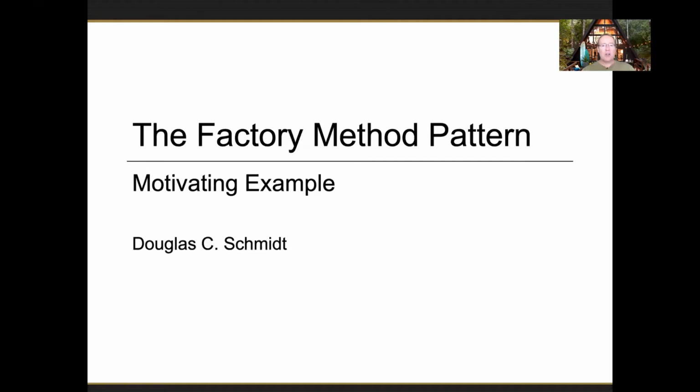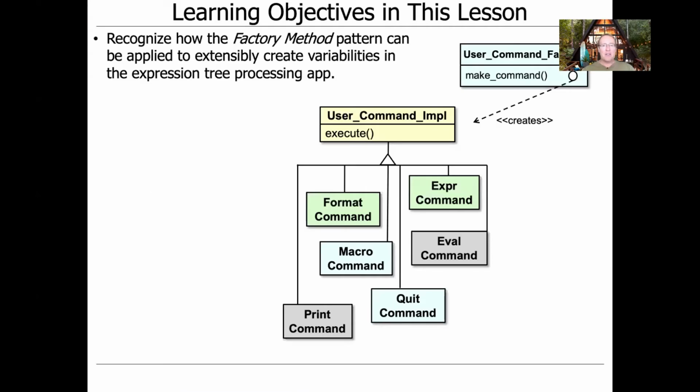So we're now ready to start talking about the factory method pattern. And this is a very, very important pattern. This is used in pretty much every imaginable well-designed object-oriented program for good reason. And that's because it allows us to create variabilities in a uniform way.